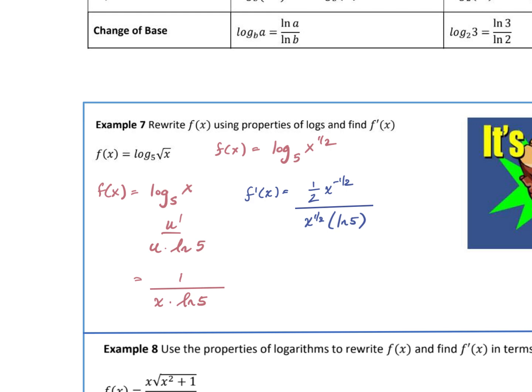If I put this to the bottom, I could put the 2 to the bottom, so we get f prime of x equals 1 over 2 ln of 5, right, ln of the base, and then times x. Because if you bring this to the bottom, you're going to add the exponents. You're going to get x to the first power.